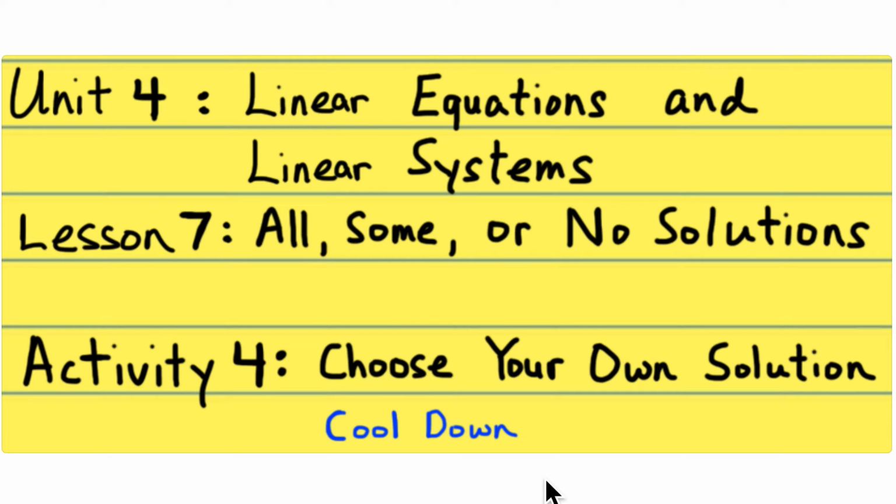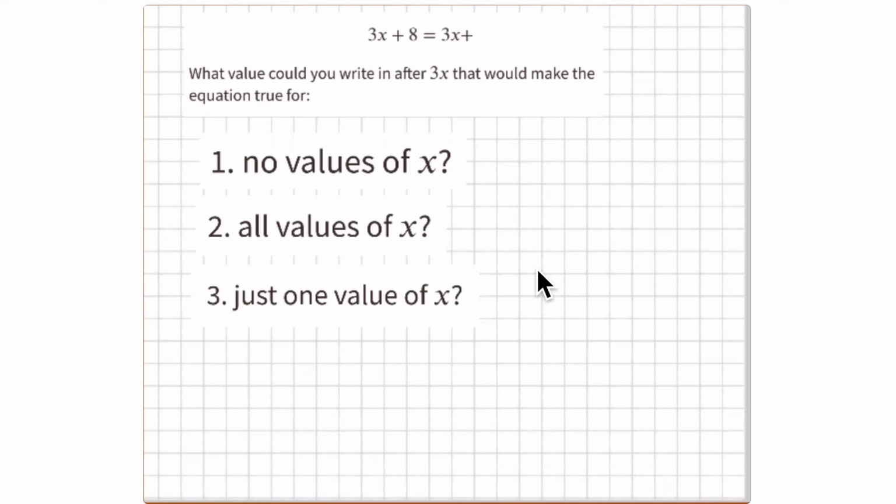This is activity 4, choose your own solution. And this is the cool down activity for lesson 7, all, some, or no solutions. And this provides a nice summary of what I've been trying to show you on how to look at these different equations.